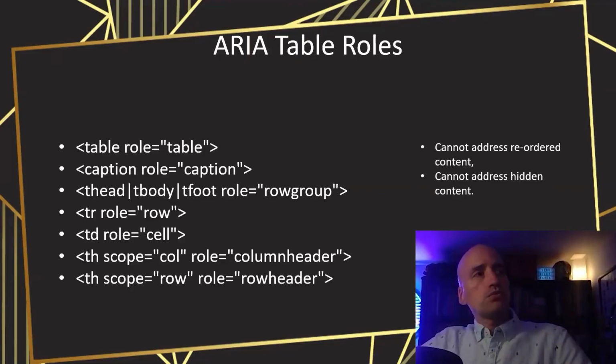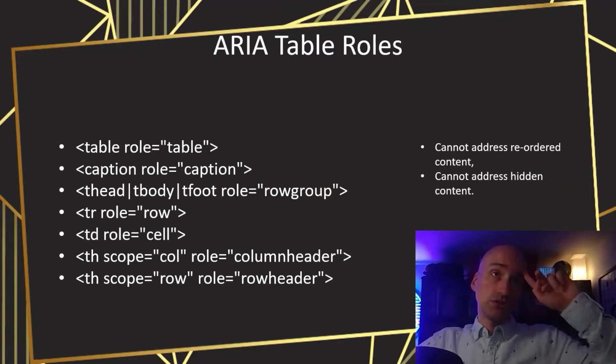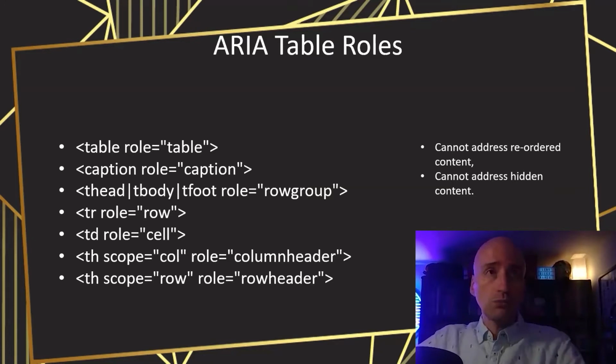So, I have noted before that ARIA can come and help out on some things. There's this massive aversion from a lot of developers to using tables because of their previous misuse for layout. And ARIA can come and address some of this. It's just not the right way to do everything. Conveniently, there is generally a one-to-one mapping. The caption role is coming in ARIA 1.2, but you can use ARIA to reinsert lost semantics. You cannot address any content that's been reordered, and that won't address content that has been hidden through some other means.